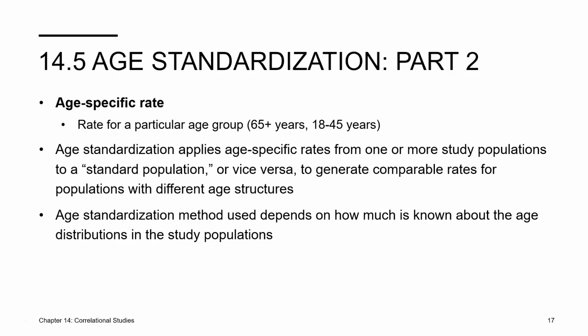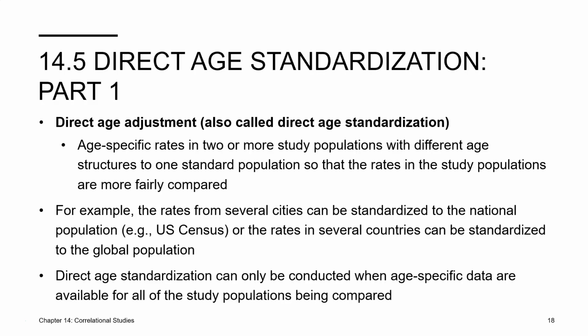So an age standardization method really depends on how much is known about the age distribution in the study population before using this. A direct age adjustment is an age-specific rate in two or more study populations with different age structures that is compared to one standard population, so the rates in the study populations are more fairly compared. So for example, the rates from several cities in the U.S. could be standardized to the national population, say from data from the U.S. Census, or the rates in several countries can be standardized to the global population.